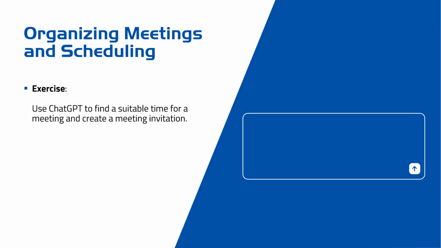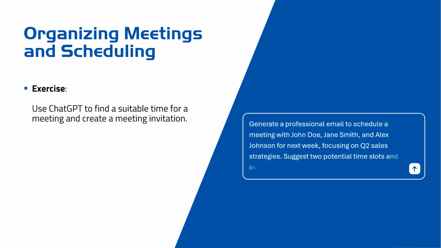For our first exercise, we're going to use ChatGPT to find a suitable time for a meeting and create a meeting invitation via an email. Here's the prompt we're going to use. Generate a professional email to schedule a meeting with John Doe, Jane Smith, and Alex Johnson for next week, focusing on Q2 sales strategies. Suggest 2 potential time slots and include a brief agenda.